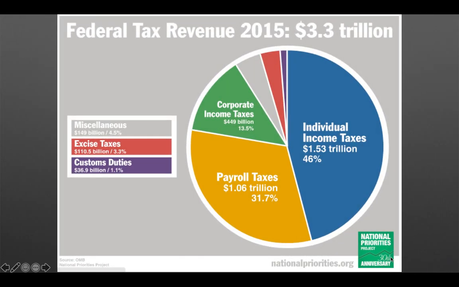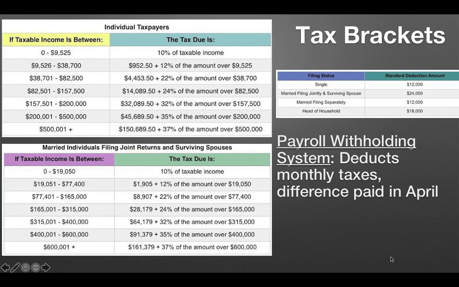As you can see with this graph, the different types of taxes that we just went over, you have the individual income tax, then you have the payroll tax and the corporation tax, and then some other miscellaneous taxes, such as sales tax and excise tax and such, customs duties.